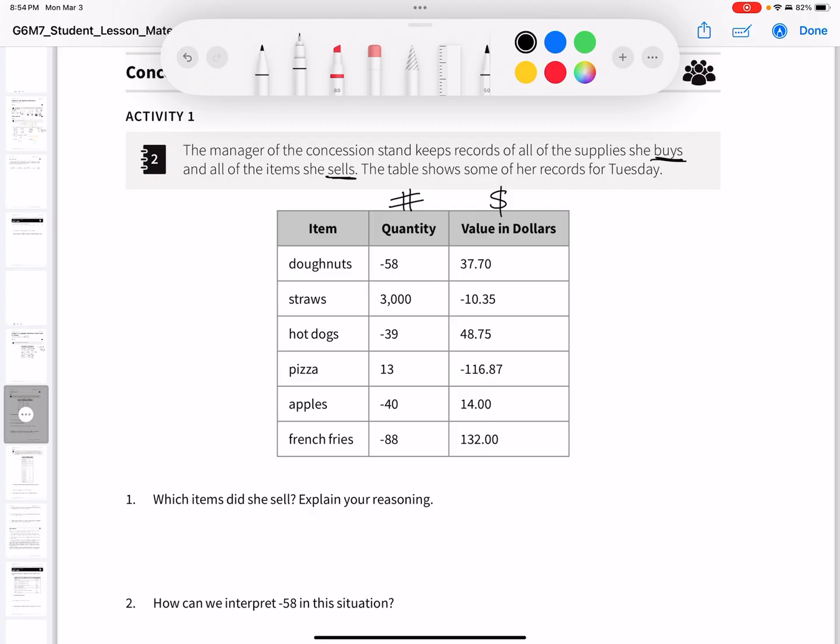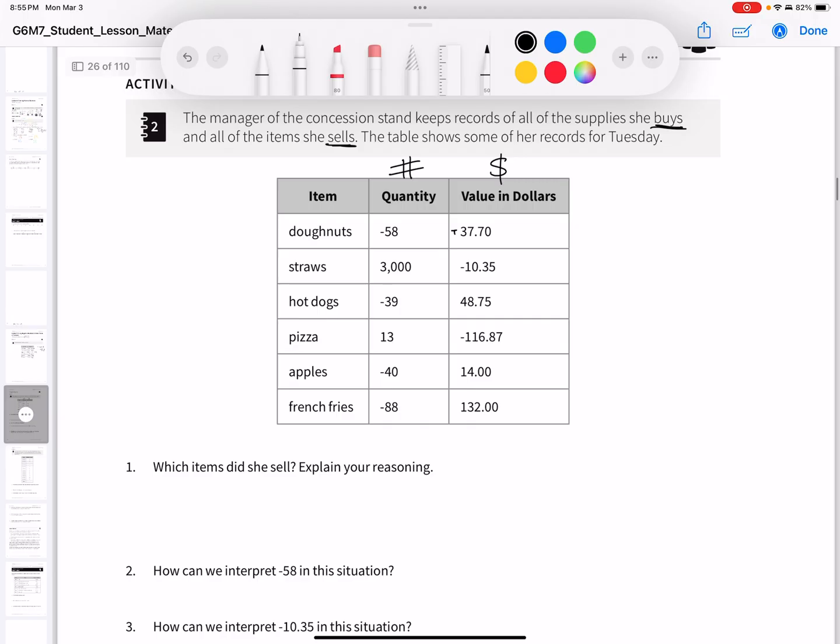Okay, so if we look at this, she has negative 58 donuts, but a positive of $37.70. She has a positive quantity, 3,000 straws, but a negative value in dollars of negative $10.35. So, which items did she sell? Well, if she's selling them, actually means she's earning money. Because as you sell something, you get money in return for it.